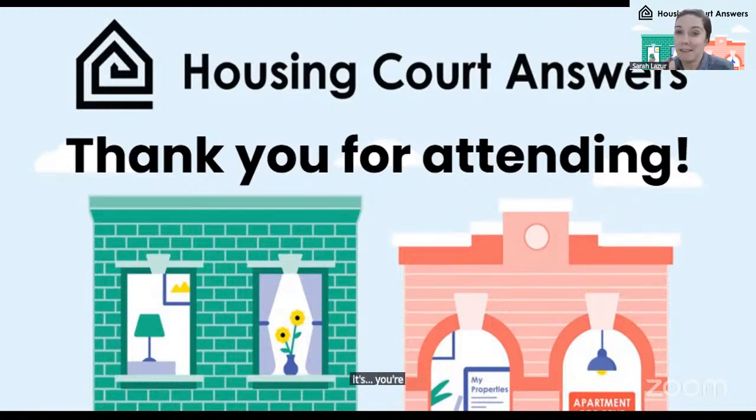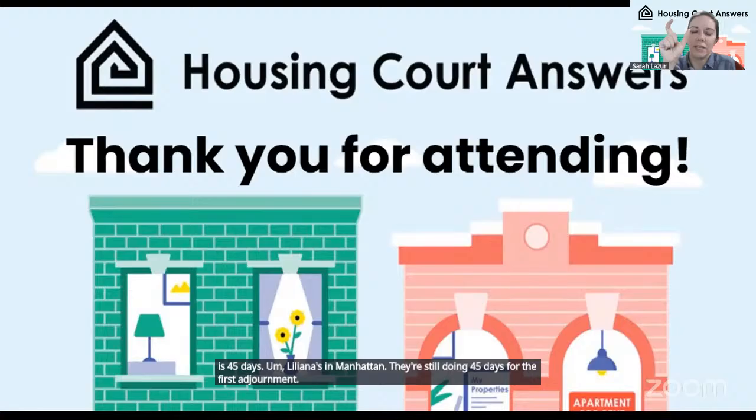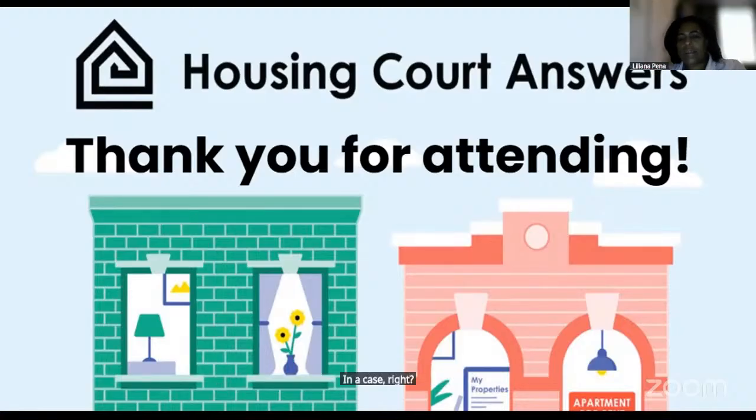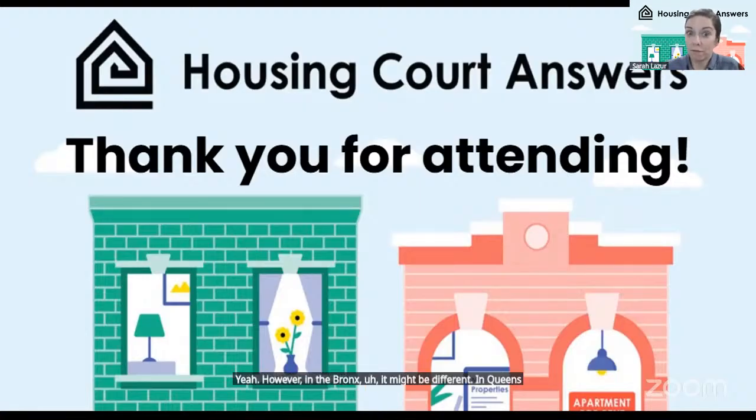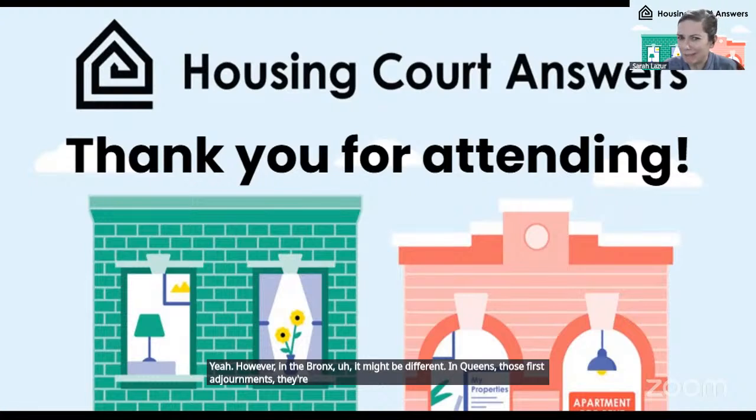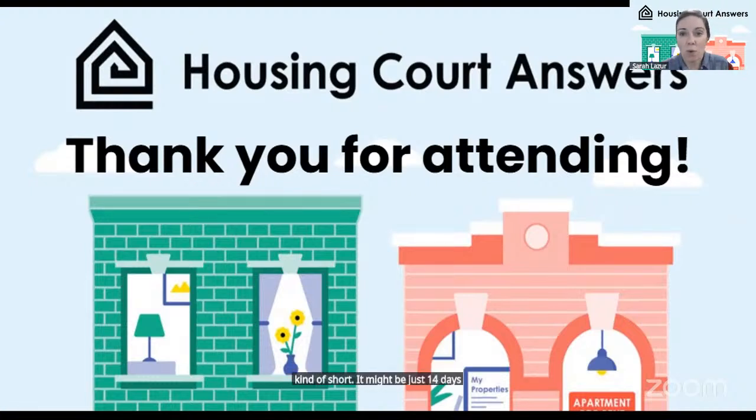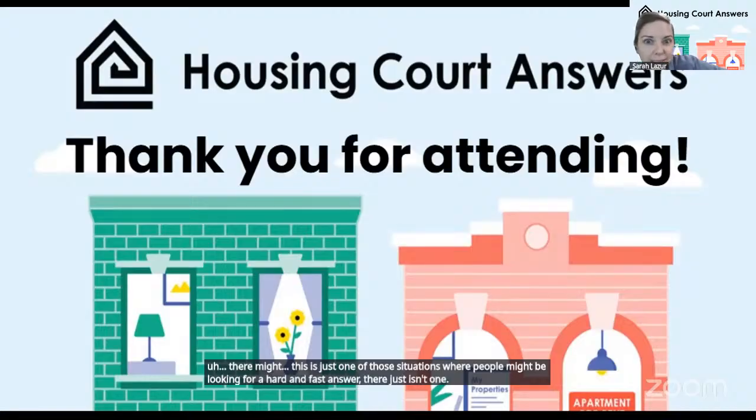The length of an adjournment, you're going to get a very different answer based on which borough you're in, right? So I'm usually in Brooklyn, and the first adjournment is 45 days. Liliana's in Manhattan. They're still doing 45 days for the first adjournment in a case, right? I believe so. Yes. However, in the Bronx, it might be different. In Queens, those first adjournments are kind of short. It might be just 14 days. So this is just one of those situations where people might be looking for a hard and fast answer. There just isn't one, right?